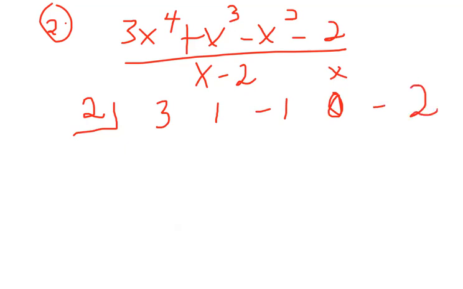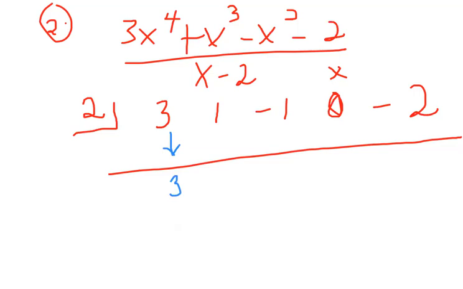This is critical, guys, for you to fill in the placeholder. Very critical. All right, so now we have the setup. We're ready to go ahead and carry out the process. So drop that first value below the line. Then you multiply 3 times 2, the divisor. You get 6 that goes above the line. Don't forget you're adding. 1 plus 6 gives you 7.